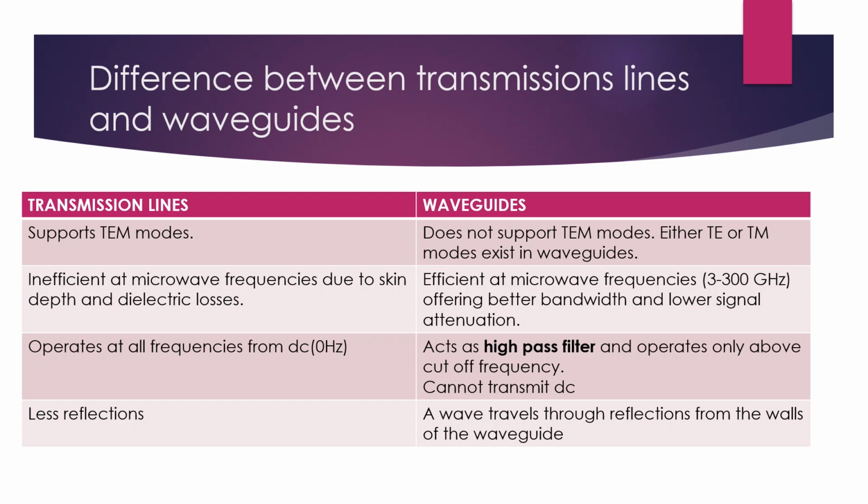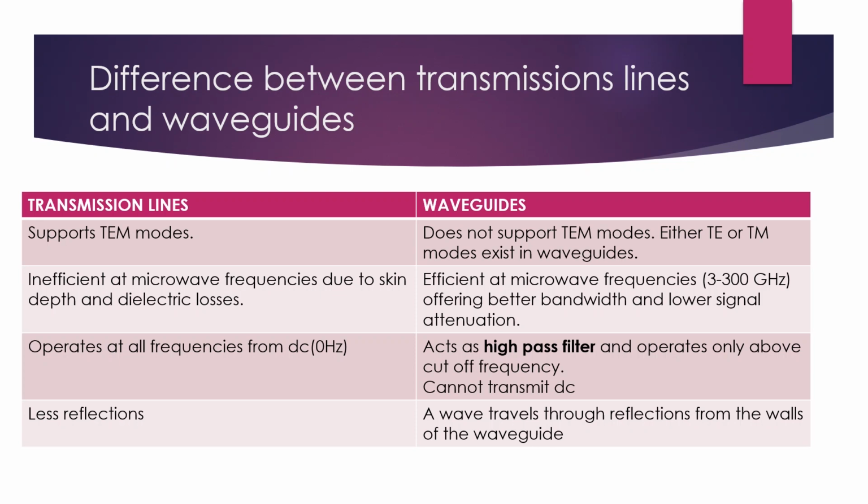Then the second thing, the operating frequency. Transmission lines are found to be inefficient at very high frequency, that is the microwave frequency range, due to skin depth and dielectric losses. But waveguides are efficient at microwave frequencies, specifically 3 to 300 gigahertz. So they offer better bandwidth and very low attenuation of the wave at these frequencies. So for those frequencies, waveguides are preferred.